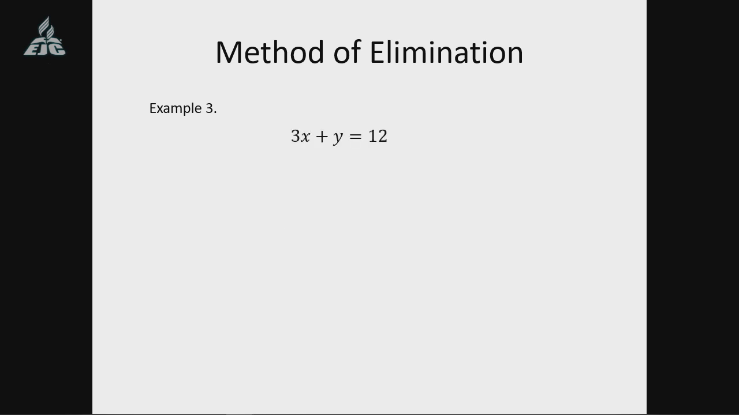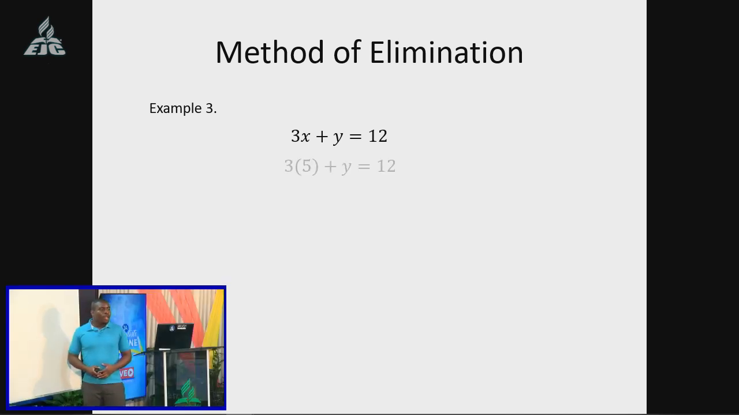Now equation 2 is stated as 3x plus y equals 12. My value of x was 5, and so I substitute the value of 5 where x was. So I have 3 times 5 rather than 3x, plus y equals 12. So now we have one equation in one variable, and so we can go ahead and solve for y. Of course, 3 times 5 is 15. So when we simplify, it gives us 15 plus y equals 12.